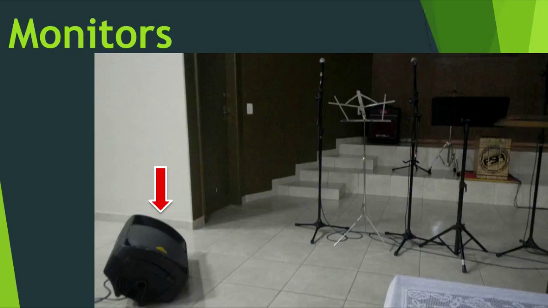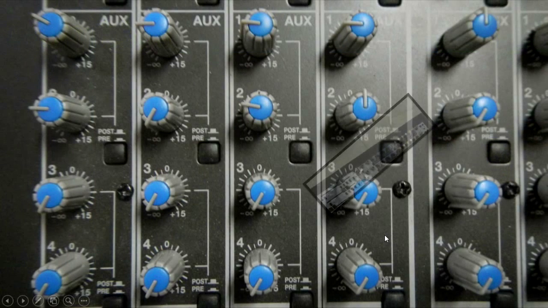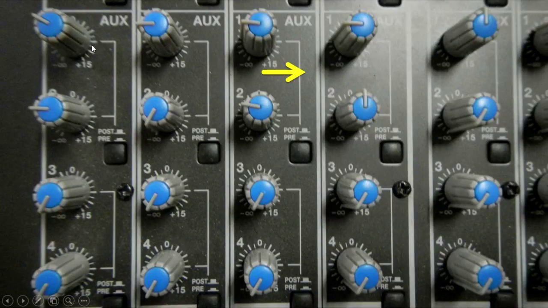And what are the monitors? Monitors are speakers that point to the people of the praise team, the people who are going to sing and play instruments. You have a control of volume that goes directly to them. It's down here or up here, the blue ones. As you can see, we have different ones here.